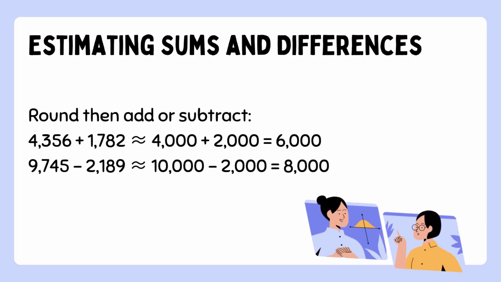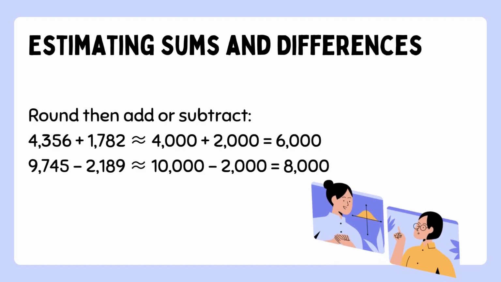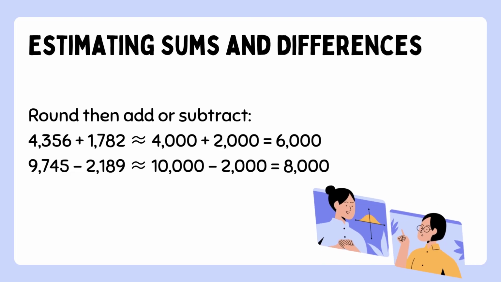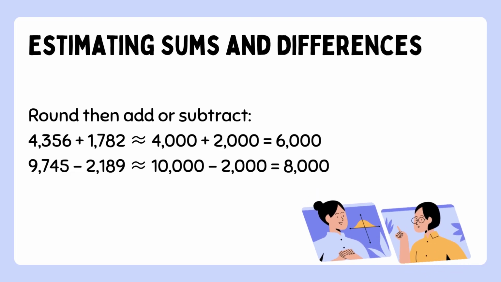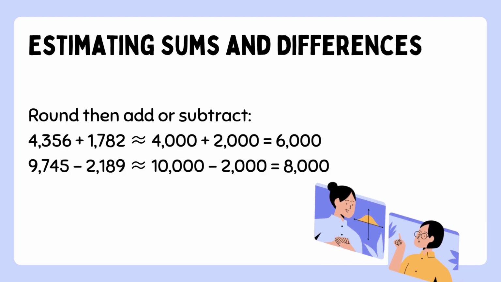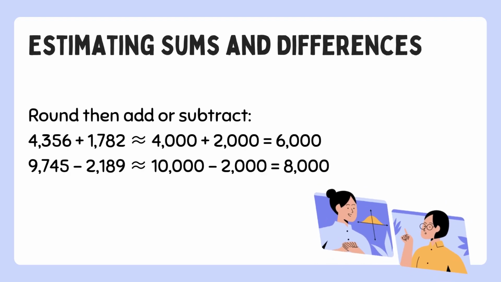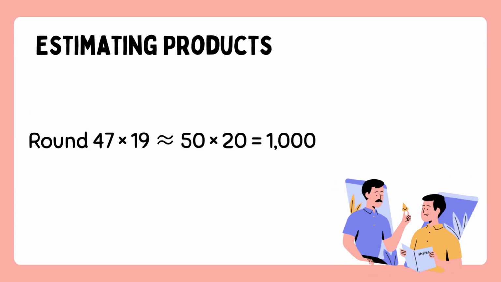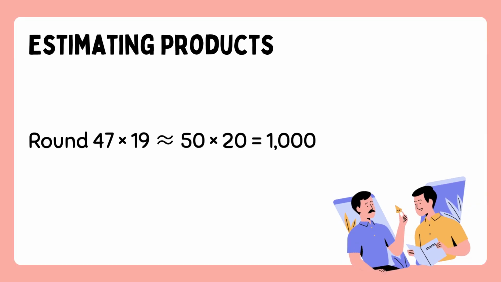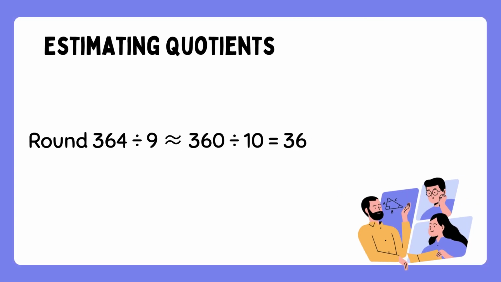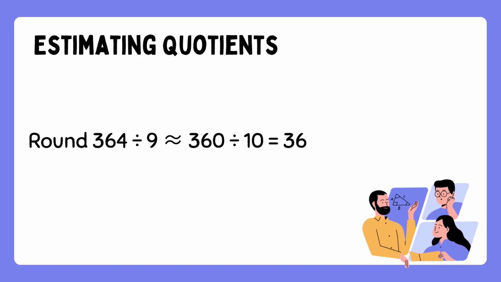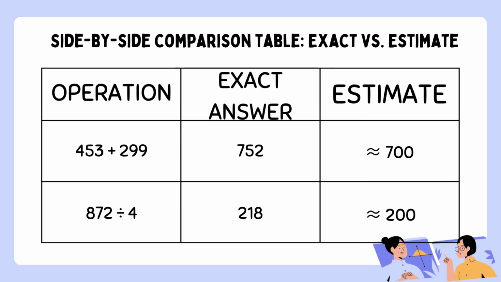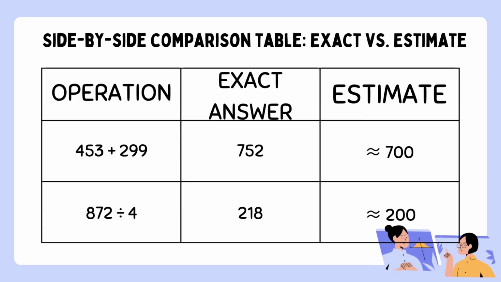4356 plus 1782. When we approximate it, it will give us 4000 plus 2000, then we get the total of 6000. In this case we will have an idea of around what value the answer would be. The same in the second one. When estimating multiplication, round both numbers to nearby easy values, then multiply mentally. Rounding the divisor and dividend makes division simpler to approximate. This shows how close estimates are to actual answers, proving that estimation helps check accuracy.